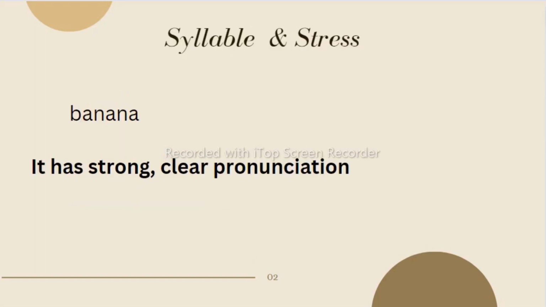Let us think about the word banana. It has three syllables. As you can see here, banana, B-A-N-A-N-A, has three syllables. Do you pronounce all the syllables the same? Banana? No, you don't. One syllable is stronger, which is na. So here you will find the stress on na. As we have discussed, if the word has one syllable, you don't think about the stress. But if your word has two or more syllables, there is always a stress, and that stress should have a strong, clear pronunciation.